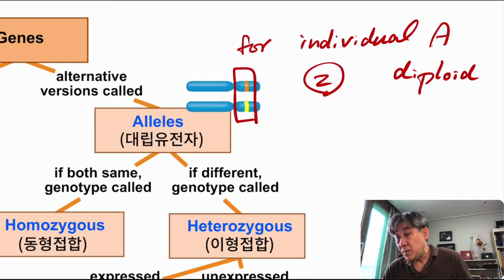However, if you ask the same question differently, how many different alleles are possible per each character?